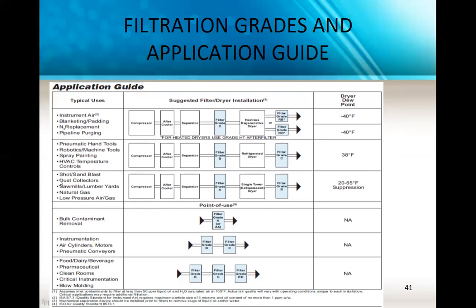Next, shot blast, dust collectors, di ba? Sawmill, lumber yards, natural gas, low pressure air gas. So, andito yun, filter grade A, single tower, desiccant dryer. So, 20 to 25 Fahrenheit na. Mataas. So, okay lang yan. So, bulk contaminant removal. So, point of use, ito na yun. Yan na yun. So, walang problema.